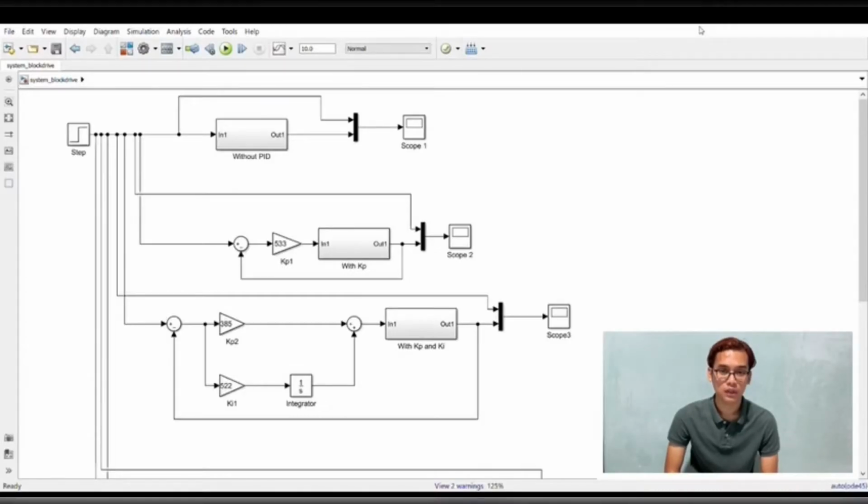Assalamualaikum warahmatullahi wabarakatuh. My name is Norman bin Senu, BE30703, and today I will show you our simulation for our project, DC motor speed controller with PID.